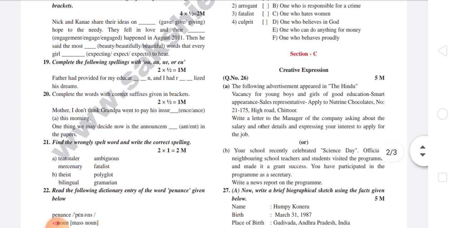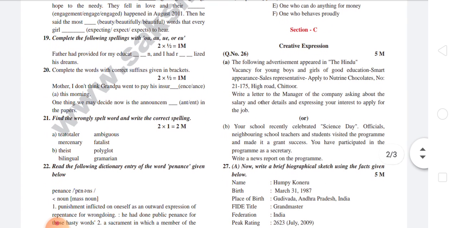Next, 19th question. Complete the following spelling with OU, AU, UG or EU. Here in this 19th question you will get 2 blanks. We have to fill those blanks with the words given in the question. If you do this, we will get 1 mark.